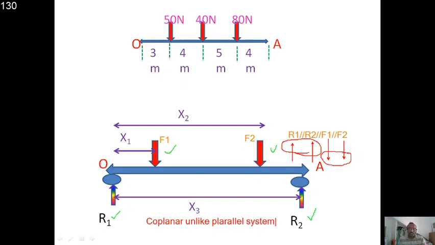By using the coplanar unlike parallel force system, you can find the support reactions, right? And by using the coplanar like parallel system, you can get the resultant, right? So this is the application of the coplanar parallel system of like and unlike systems.